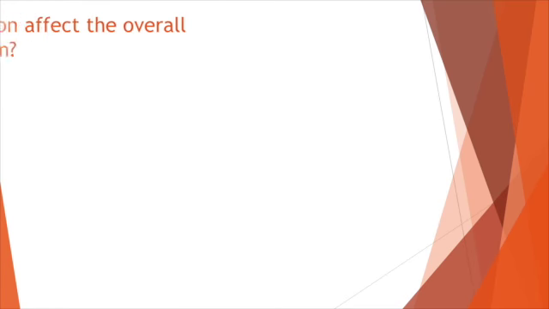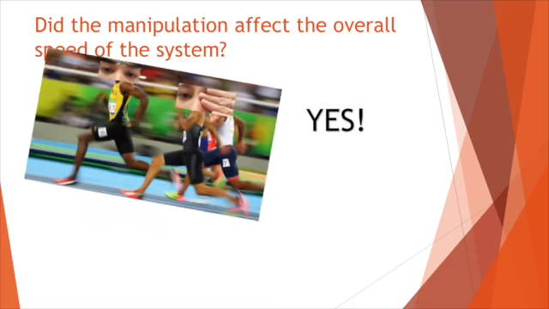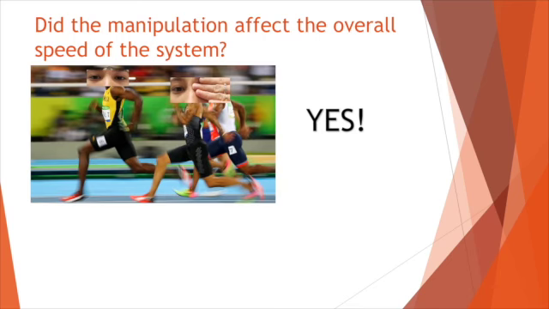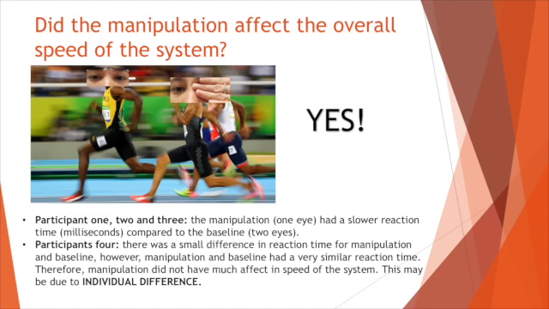For participants 1, 2, and 3, the manipulation of completing the task with one eye had a slower reaction time in milliseconds compared to the baseline of completing the task with two eyes, thus suggesting that the manipulation did have an overall effect on the speed of the system.